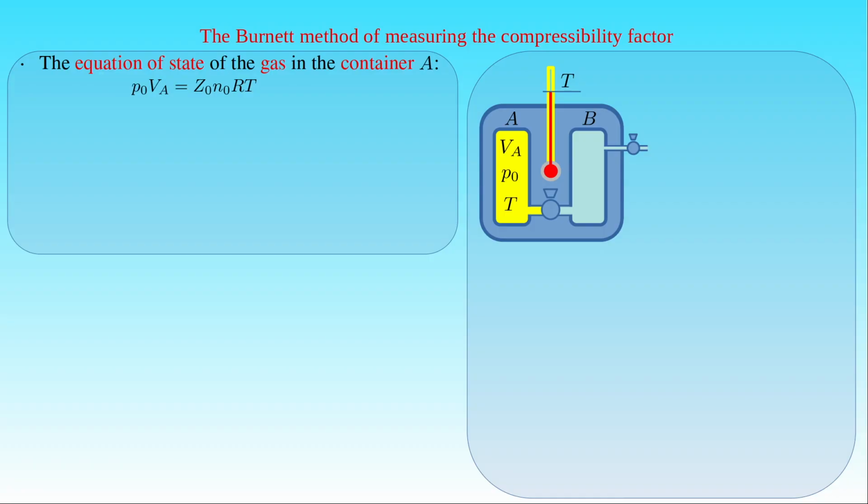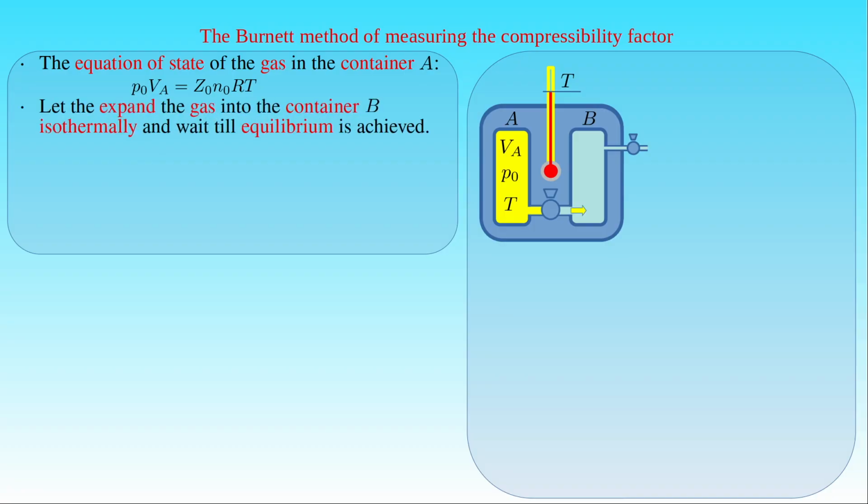Then we write that the initial pressure P0 of the gas times its volume V_i is equal to the compressibility factor Z0 times the amount of species N0 of the gas times the gas constant R times the absolute temperature T of the gas. If we open the valve of the tube connecting the two containers while the valve of the outlet is closed, then we let the gas in the container A expand into the evacuated container B. When Joule performed his experiment, he found the free expansion of air did not change the temperature of the gas, that is, the gas had an isothermal expansion.